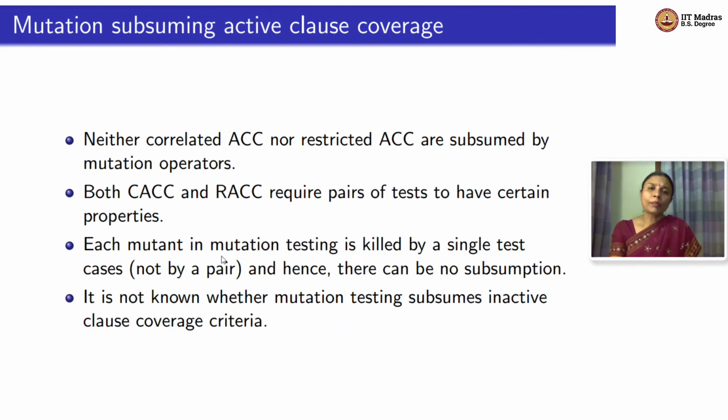Mutation testing cannot be compared to correlated active clause coverage or restricted active clause coverage, because like combinatorial coverage, they look for pairs of clauses. It says minor clauses in CACC take values such that the major clause determines the predicate. So it is not possible to recreate this effect by using one or more mutation operators.